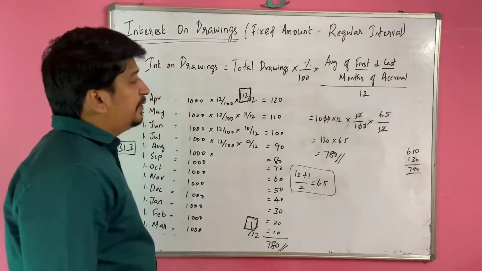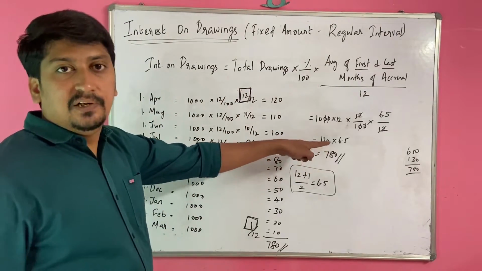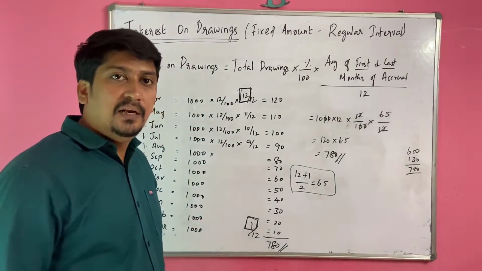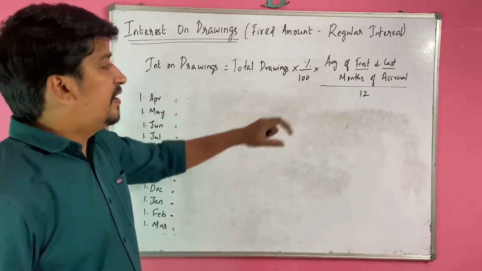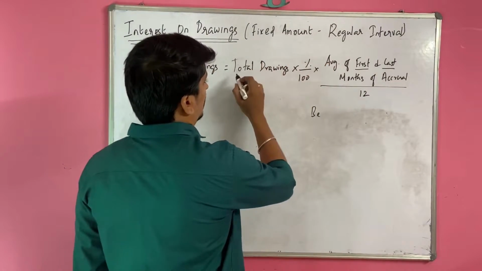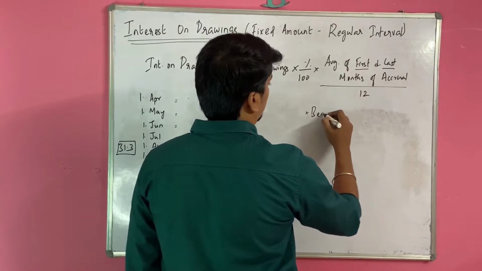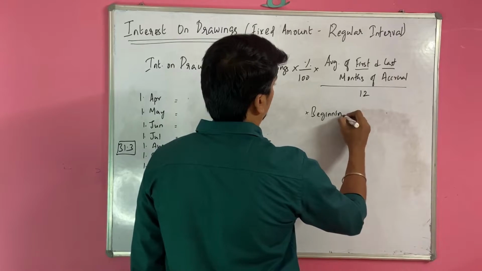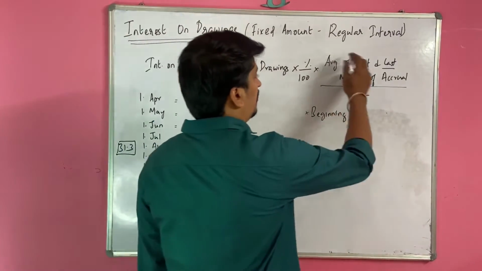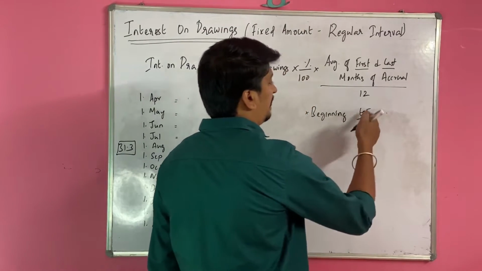So let me explain the remaining ones with the same example. This is the beginning, which we have seen. For the beginning we have now found it as 6.5. So let me tell you what is middle and what is end. So for beginning, see, these two are common: total drawings into percentage by 100 into, for this one, if it is the beginning, that means the beginning of every month a partner takes, then what we have to do is 6.5 by 12. This is what we calculated.